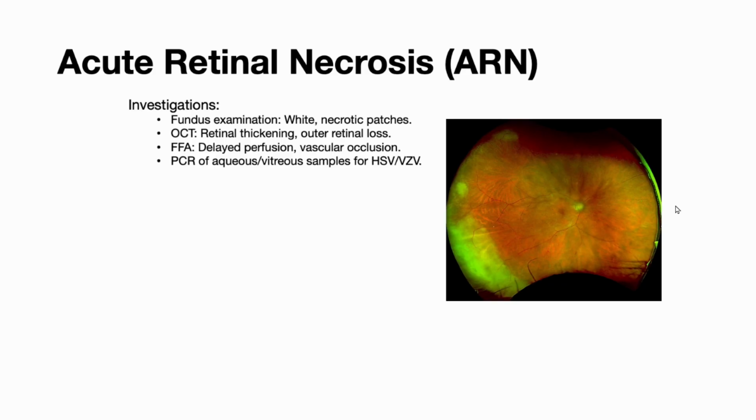On fundus examination, it's characterized by white necrotic retinal patches in the periphery, accompanied by an occlusive vasculitis and often a severe vitritis. The presence of a raised IOP may also suggest herpetic etiology. OCT imaging reveals full thickness retinal loss of identifiable layers, signifying extensive ischemia and necrosis. Fundus autofluorescence imaging can help highlight areas of disease activity, sometimes before they become more clinically apparent.